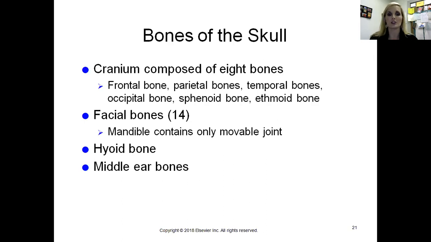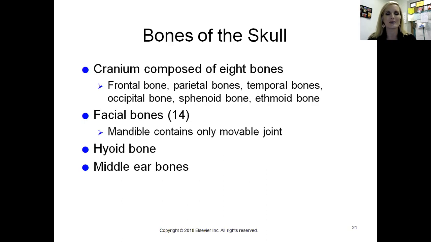Then we're going to talk about our facial bones. We'll talk about how the mandible, which is our lower jaw, is the only movable joint. So the joint where that connects up here is the only movable joint in our entire skull. Our hyoid bone, again, like I said, controls the movement of the tongue. It's also at the very top of our throat. It's a little bit deeper.